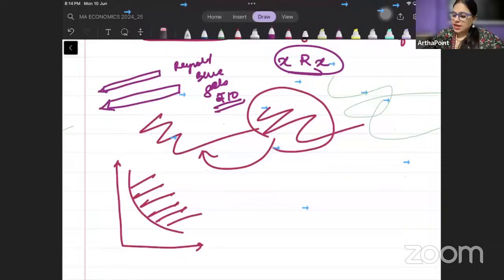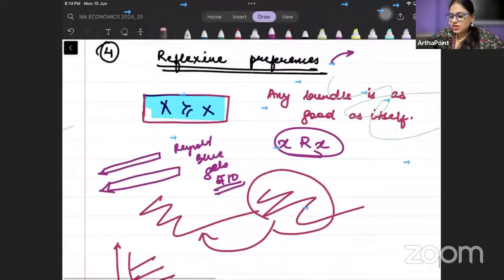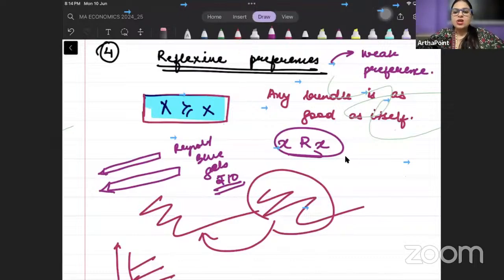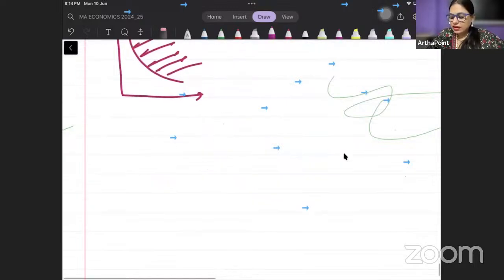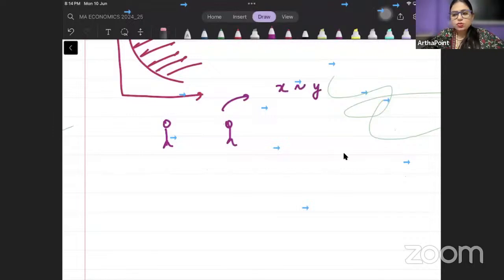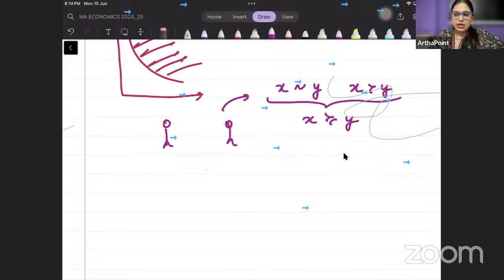So you can go ahead and say that reflexiveness always says something about weak preference, right? This is one of the properties, or an axiom, of your rationality. So weak preference just says that if I give you two exactly same things, then either you will be indifferent between the two, or you will prefer one over the other. When we combine these two things together, we get the concept of weak preference.